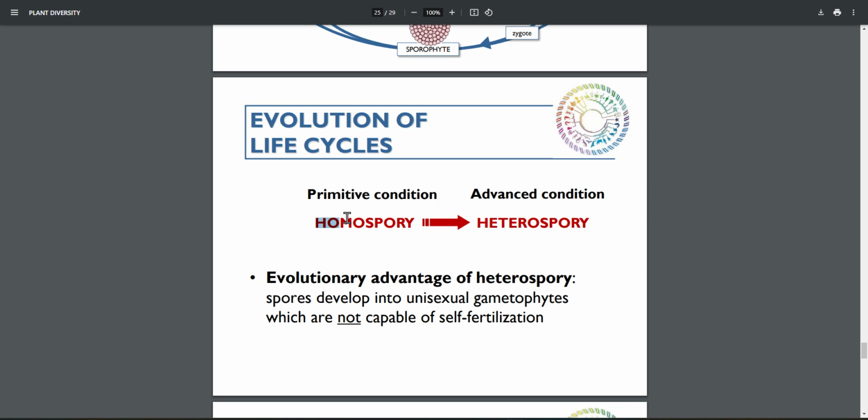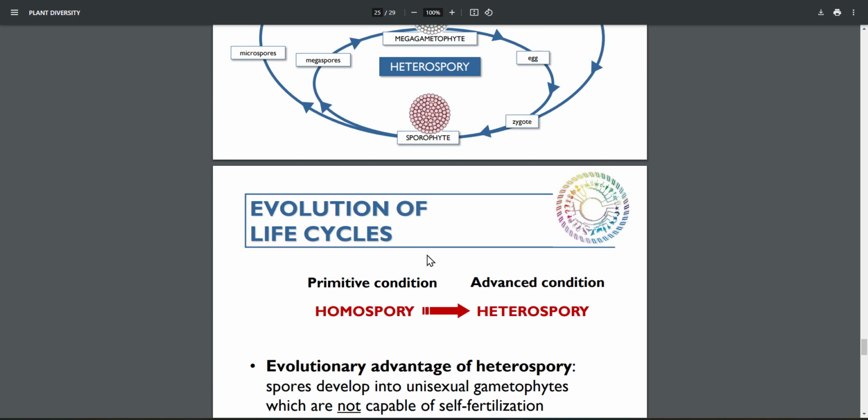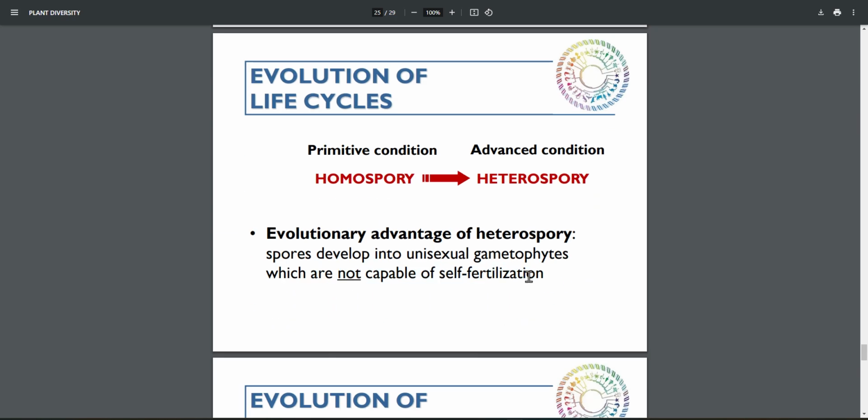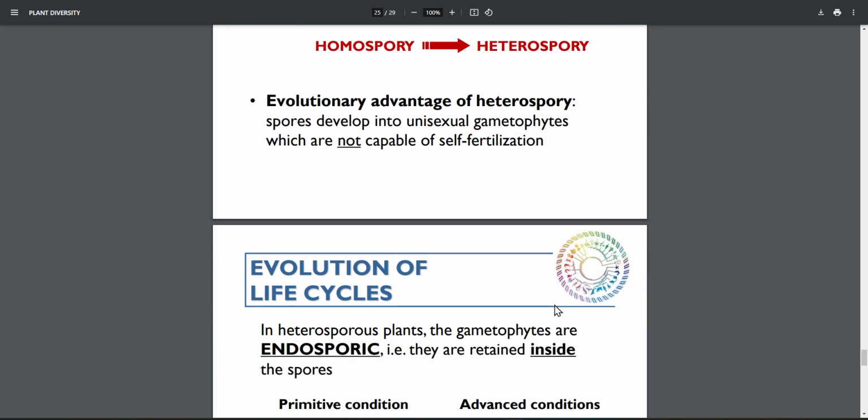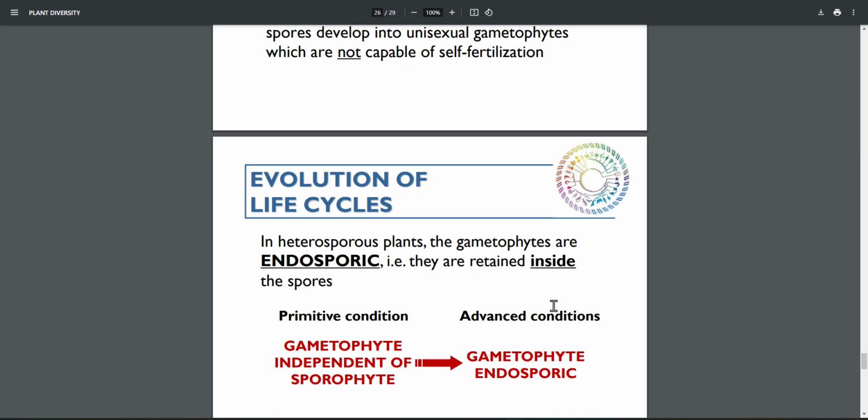And this is a primitive condition for homospory, and the advanced condition is heterospory. So there are advantages for heterospory in terms of evolution. The spores develop into unisexual gametophytes, so they only have one sex. This encourages cross fertilization, which helps increase the genetic variation among the population and allows natural selection for individuals to cope with adverse conditions. All that stuff, yada yada yada.